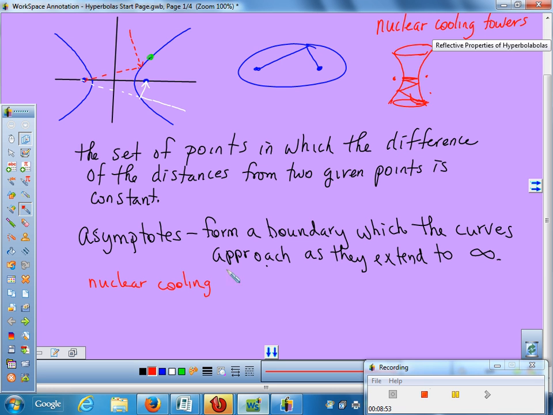As with the other shapes I've already given you, they also use hyperbolic mirrors inside telescopes and microscopes. So that one's still going to be with us.